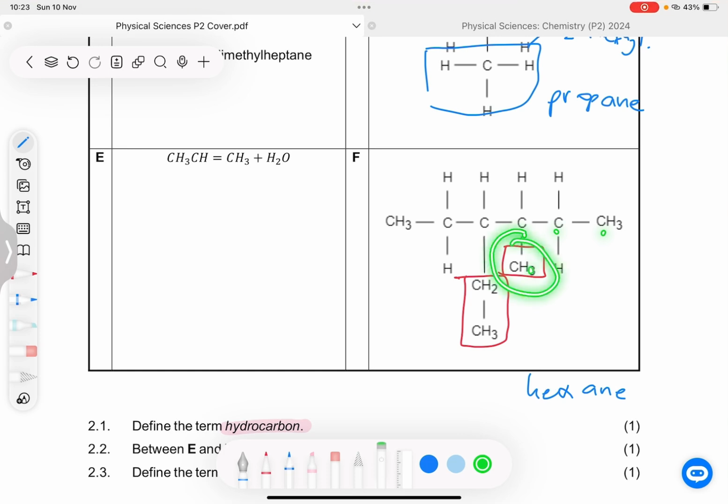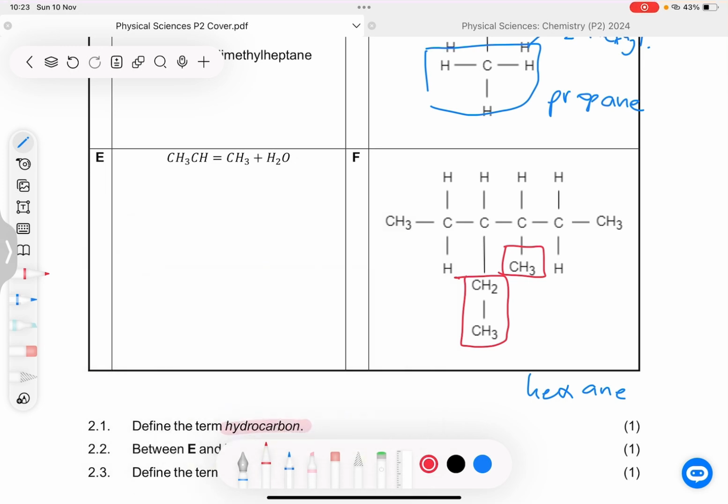If I count from this side, 1, 2, 3, the branch chain is on carbon 3, right? So again, in this case, it doesn't matter from which side to start counting. And this already tells me that we'll have 2 different names that define the same compound. I'll do both those names so that we can explore them and look at them. So counting from this side and counting from this side will give us the same molecule.